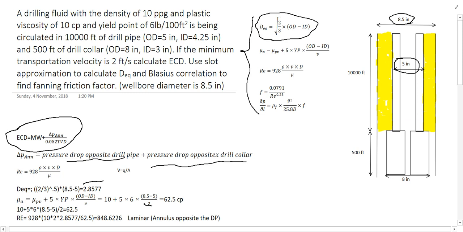Now we have everything to calculate the Reynolds number. Rho is 10, velocity is 2, the equivalent diameter is 2.85, divided by the viscosity, which is the apparent viscosity we found, 62.5 centipoise. With the calculation, we can find the Reynolds number, 848, and as it is less than 2000, it's a laminar flow, laminar regime.